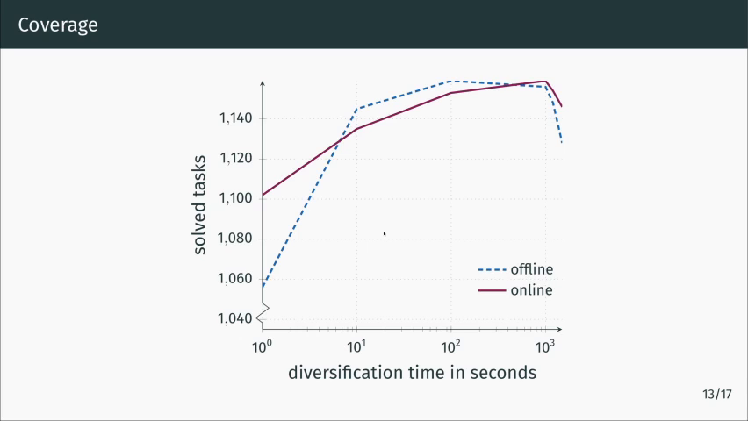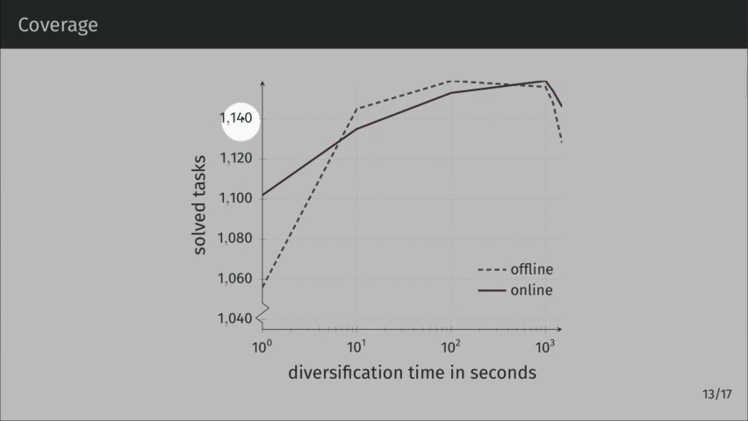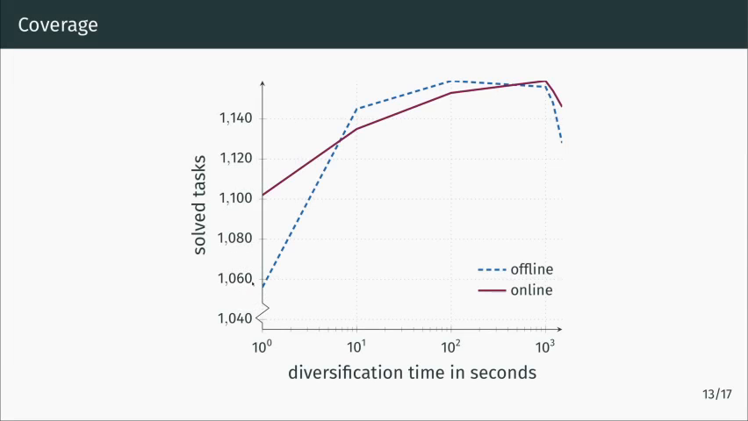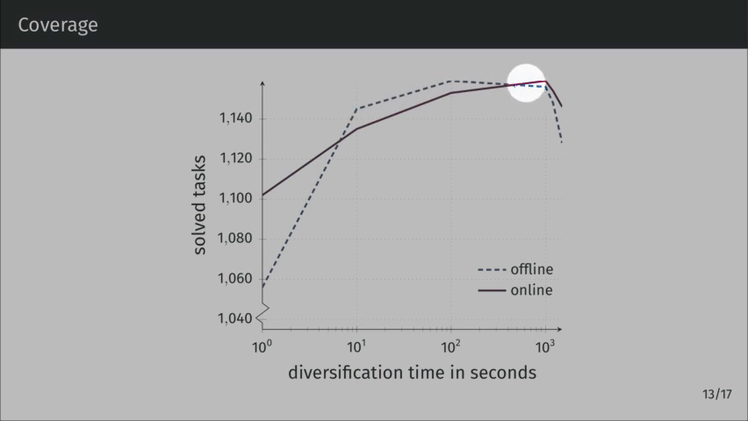So let's compare the offline and online diversification in this graph. Here we see different diversification times. So if we only diversify for 1 second, or for 1000 seconds, we see the number of tasks that the resulting algorithm solves. For the extreme cases of just 1 second of diversification or more than 1000 seconds, the online version solves more tasks, but for the other choices, they are more or less the same.